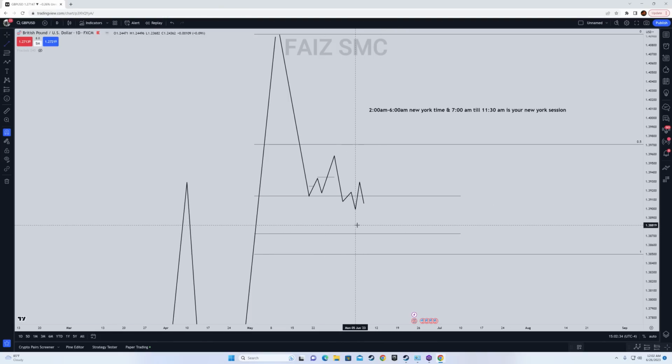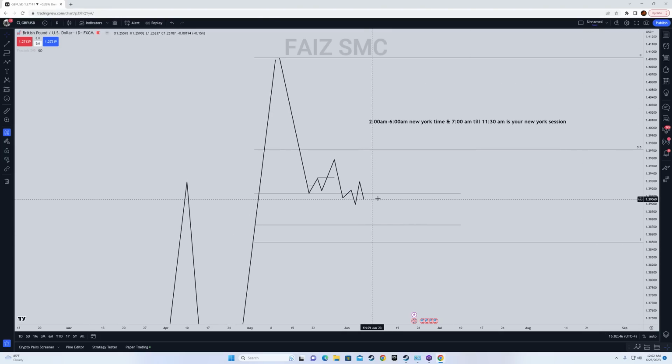It cannot violate the low of the order block and then give you a market structure shift. If that happens, then that is not a valid setup. Price must be in the daily order block. So you simply wait for market structure shift, take your entry from the order block that forms on the 15-minute time frame.